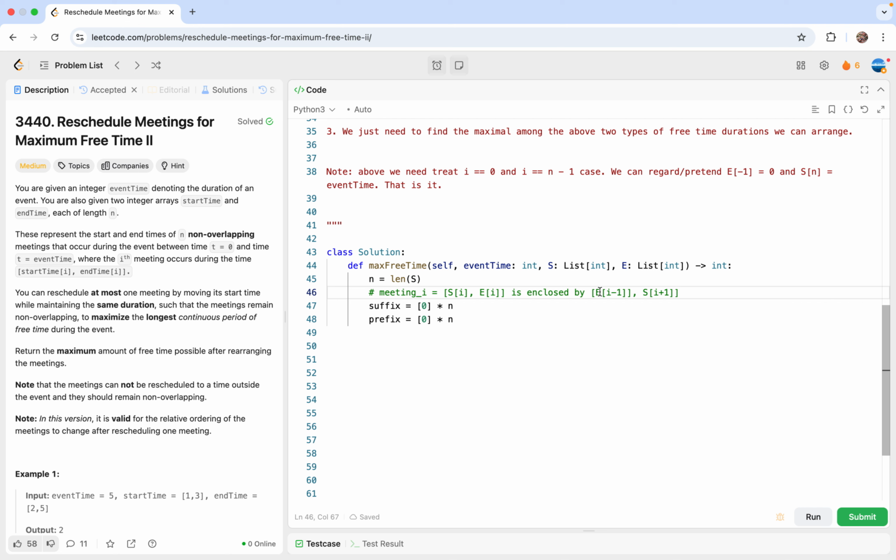So here, notice that I didn't consider the edge case when i equals 0 or i equals n minus 1, but we want to fix the generic case or idea. So the suffix i means the largest gap or free time to the right of meeting i, right? Similarly, you can interpret this one as the largest gap to the left of meeting i. Then actually we can do a linear scan of this S and E to get all of those.